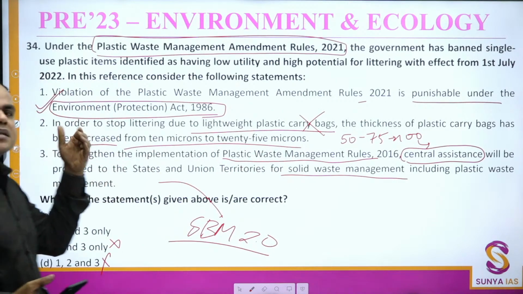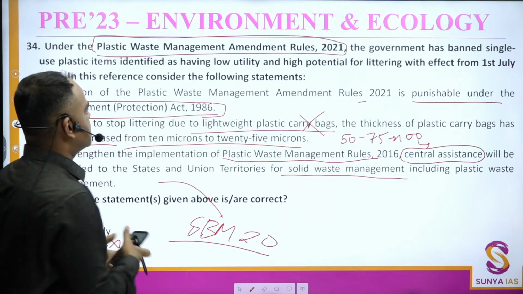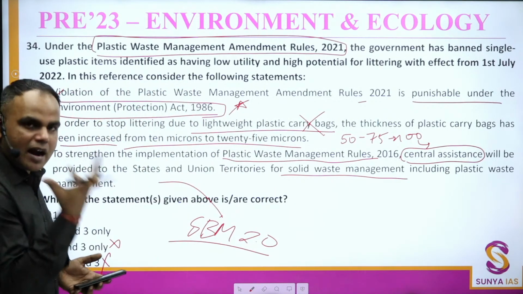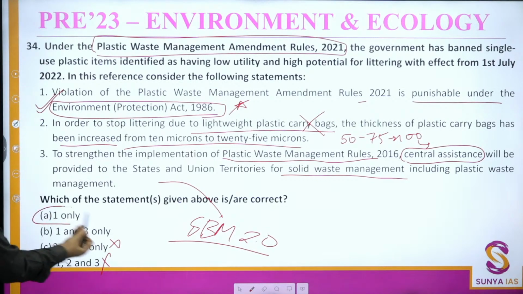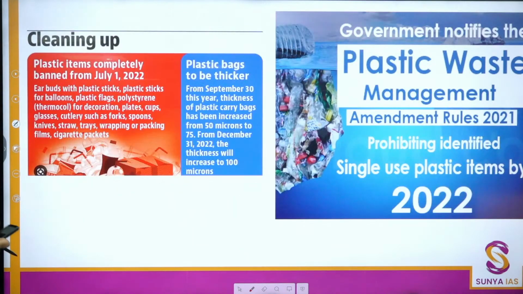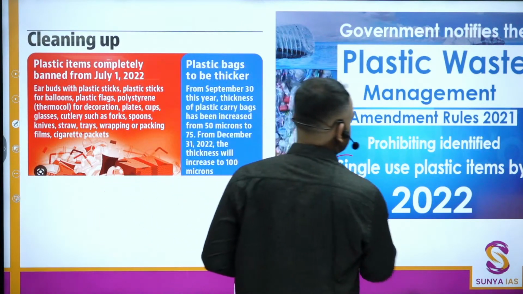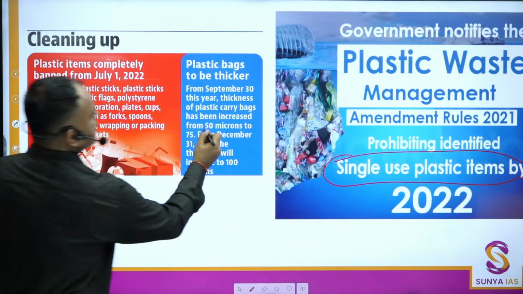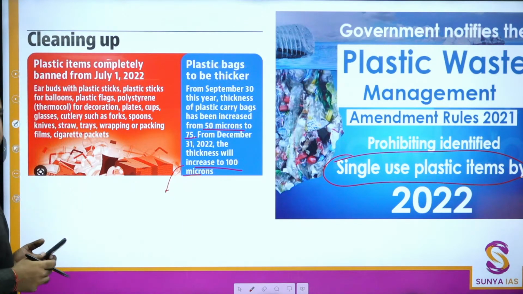So things like this have been asked. Make sure you understand; there are very fine details mentioned here. Some of you can also get confused about which act the penalties are in. So make sure you understand these things, which is why for question 34 the answer becomes 1 only. This is what we were discussing: the government has notified these rules to eliminate single-use plastics. And overall, the thickness was increased from 50 to 75 and later to 100, and even further after that.